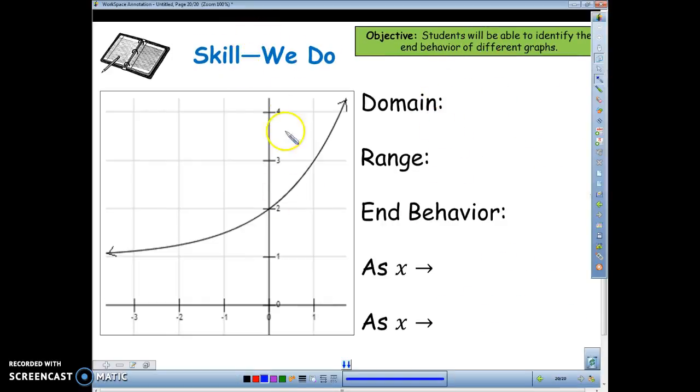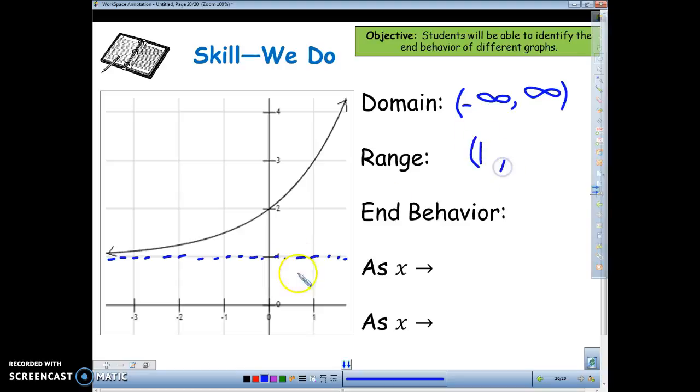Okay, so now I have an exponential function, and the domain for exponential functions, again, same as linear, is all real values. It is negative infinity to positive infinity. The range, however, is not the same as linear functions. It's not all real values because exponential functions have an asymptote, right? And I have an asymptote here, meaning my graph will never go below 1. So that affects my range, right? My range is now 1 to positive infinity.